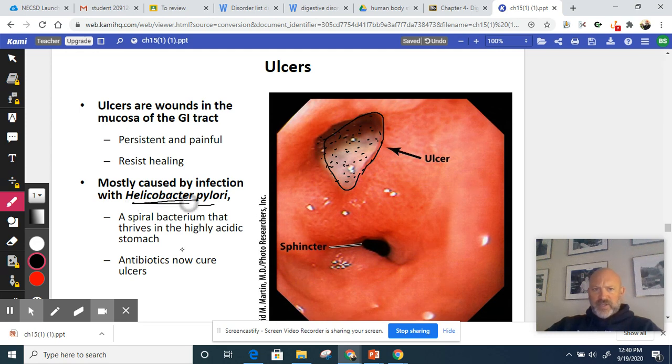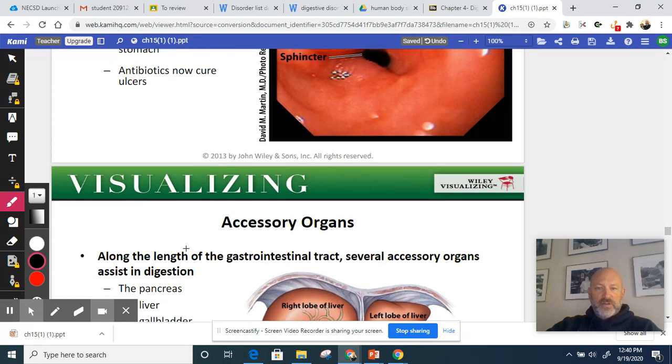So because Helicobacter is a bacteria that would be doing this, the cure for these ulcers would be an antibiotic. Antibiotic would kill the bacteria. The mucus protective layer will be restored and that area should heal.